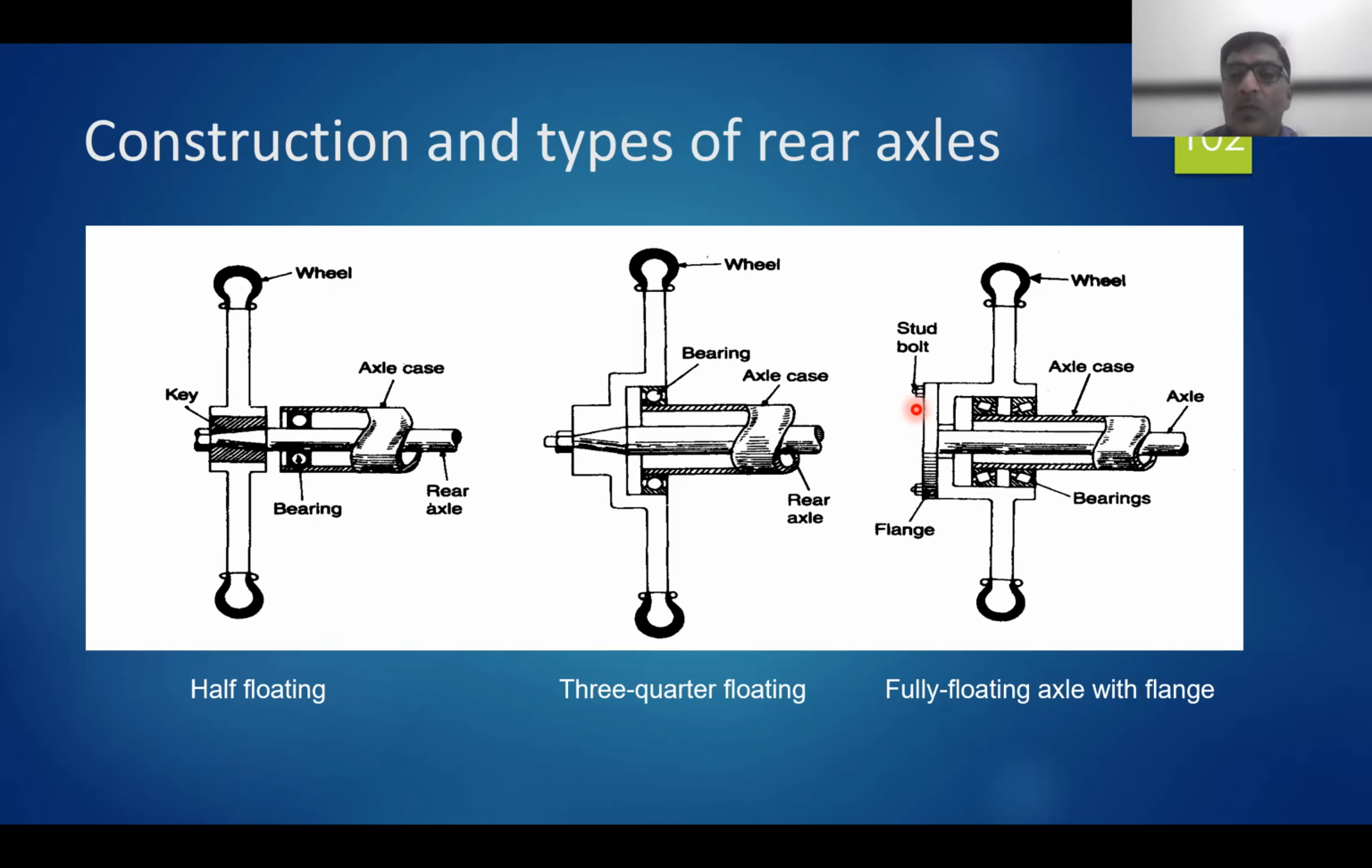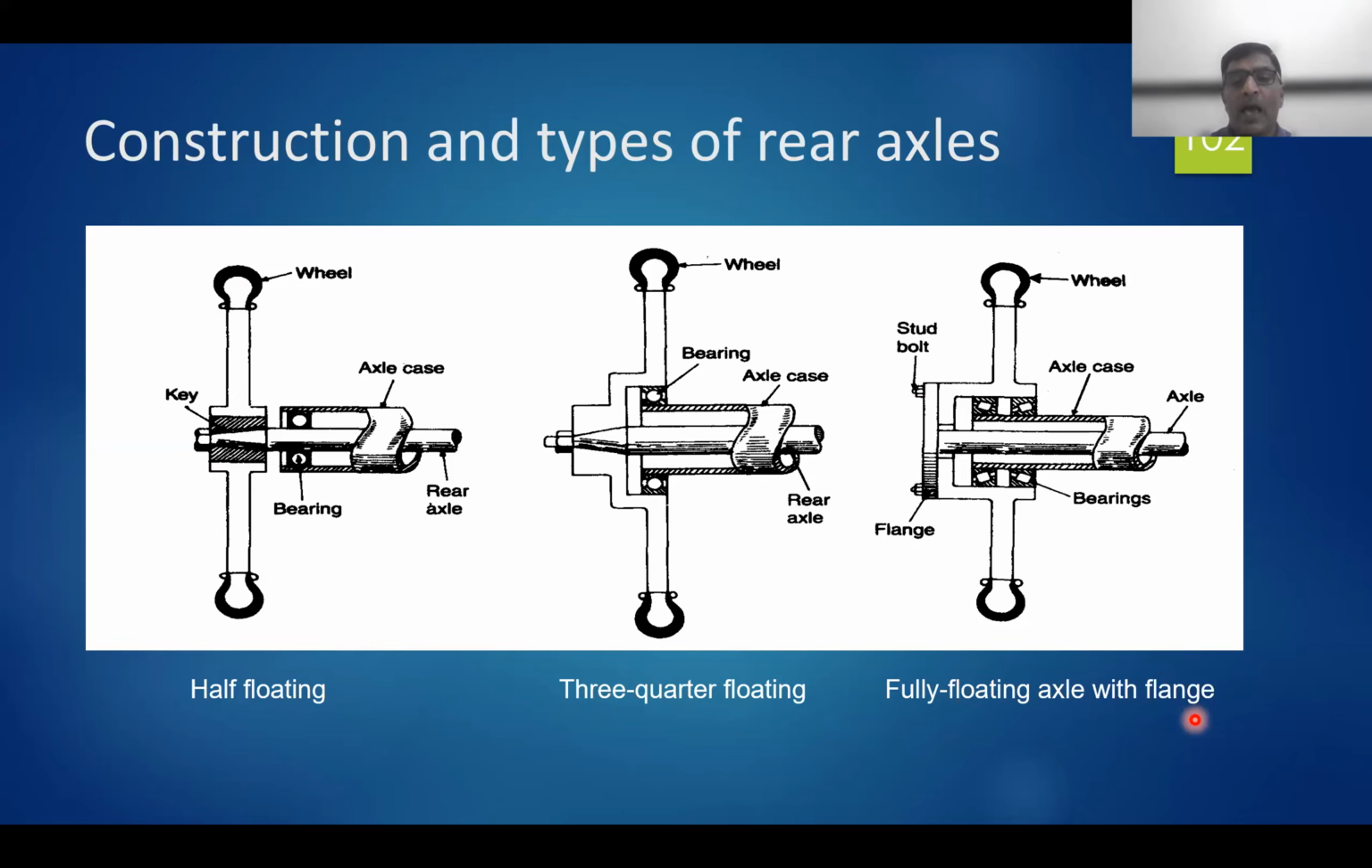So the first function of the rear axle is to carry the load of the vehicle, to rotate the wheels and transmit the power. So it has to carry the load. Now, basically, if you are going to see these three axles, one is half floating, second one is 3/4 floating, and third one is fully floating axle.